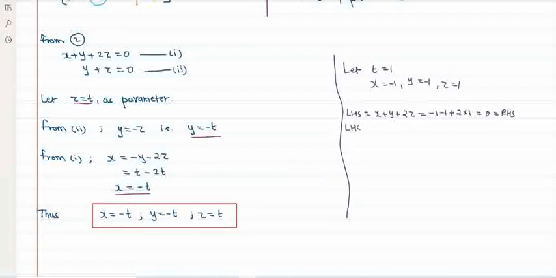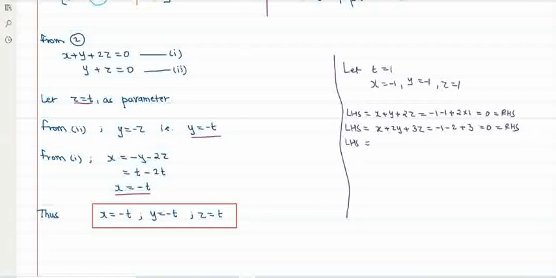Second equation, LHS is y plus z. Second equation from the statement is 2y plus 3z. Substitute the value. X is -1, y is -1, it is -2 plus 3. Again it becomes 0. Second also satisfied.